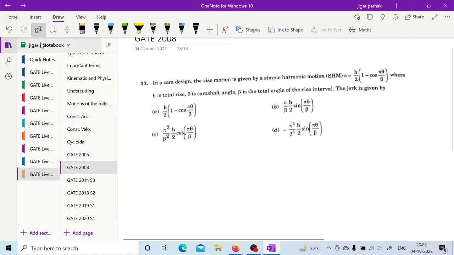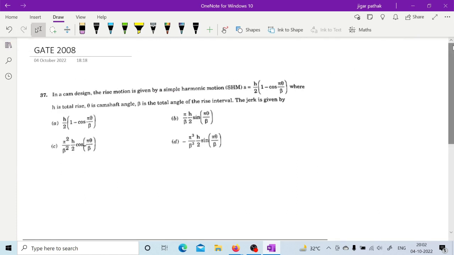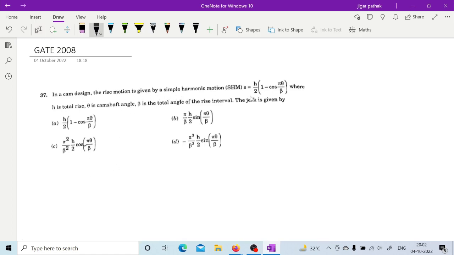Let us go to the next question. This is from GATE 2008. In a cam design, rise motion is given by a simple harmonic motion h by 2 into 1 minus cos pi theta by beta, where h is the total rise, theta is the cam shaft angle, beta is the total angle of the rise interval. The jerk is given by.